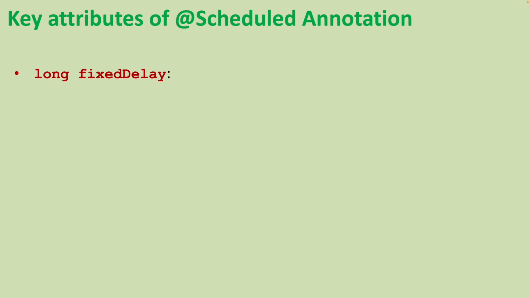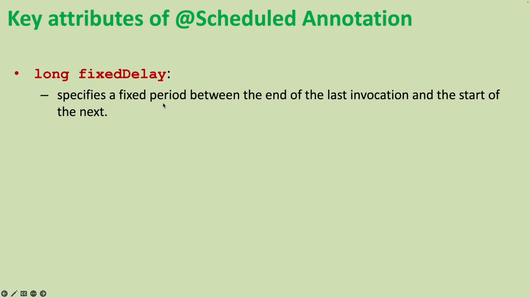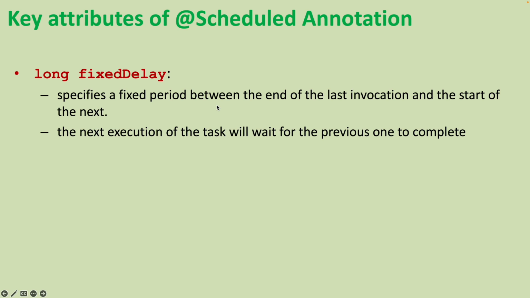Next, let's understand the key attributes of the Scheduled annotation. It has two attributes which can make you confused. They are fixedDelay and fixedRate. Let me explain. The first one, the fixedDelay attribute, has type of long. It specifies a fixed period between the end of the last invocation and the start of the next. That means the next execution of the task will wait for the previous one to complete.